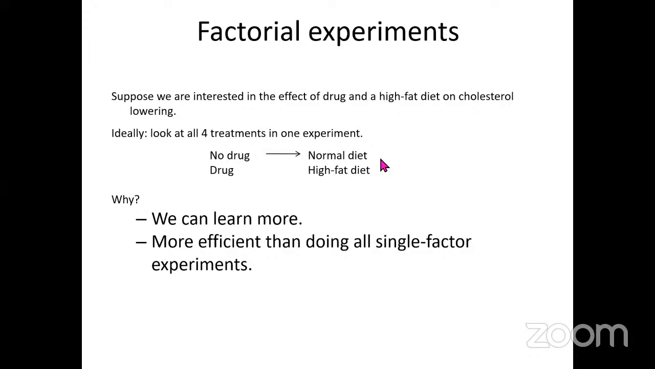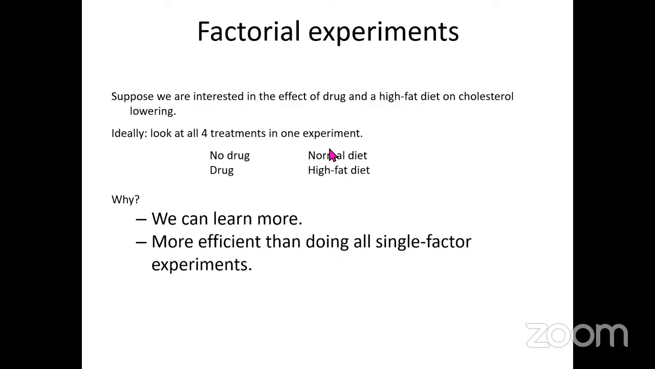So we have no drug, normal diet. Then no drug, high fat diet. Then drug, normal diet, and drug, high fat diet. So four possibilities. We call this a 2 raised to the power 2 factorial design. The 2 in the base is related to the number of levels, and the other 2 in the exponent is the number of factors.